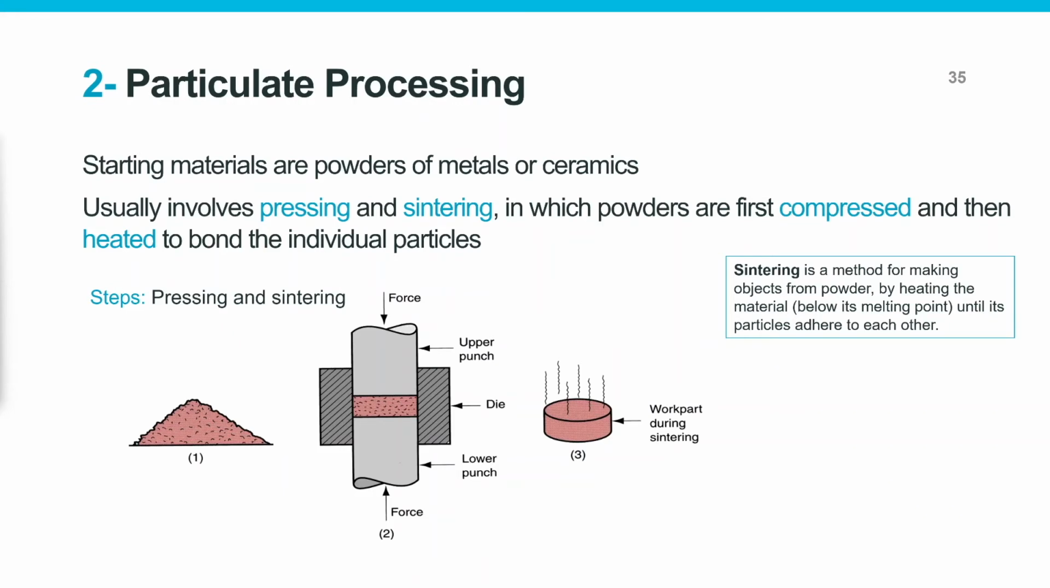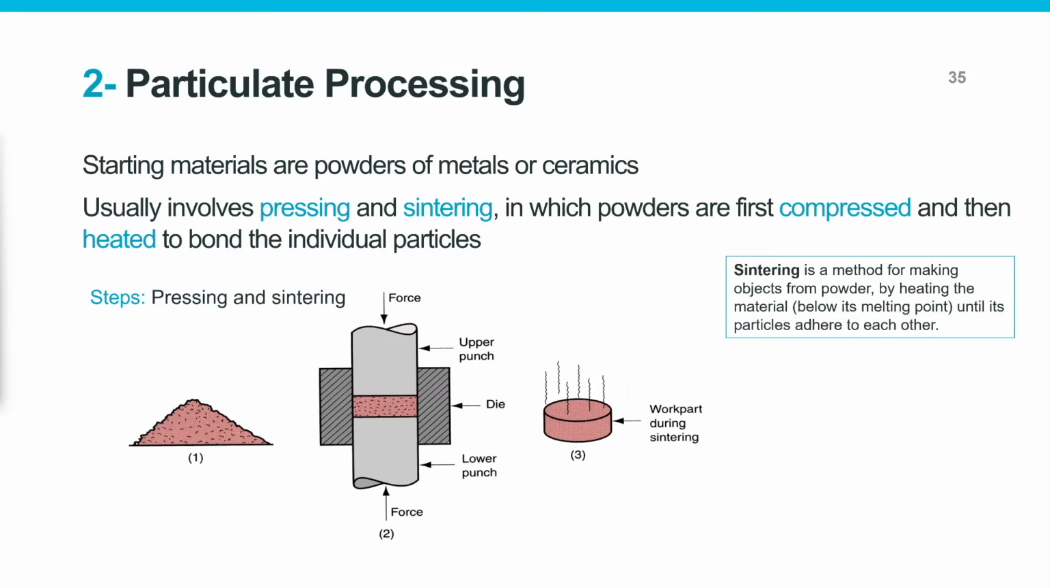Particulate processing is when the starting materials are powders of metal or ceramics. Usually they involve pressing and sintering, in which the powders are first compressed and then heated to bond the individual particles. The heating is below the melting point of the material, just enough to adhere the particles to each other.